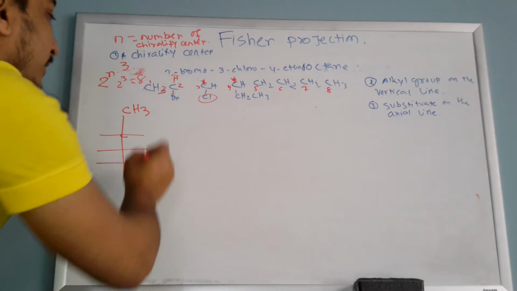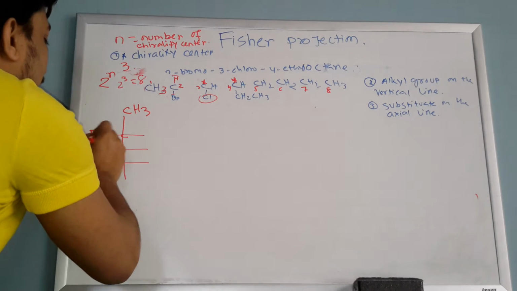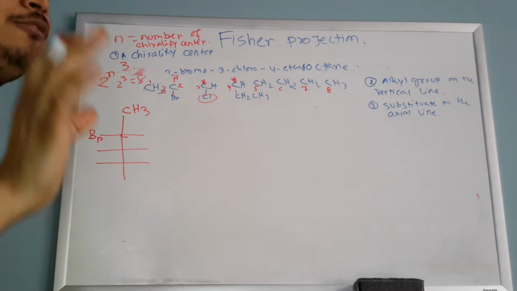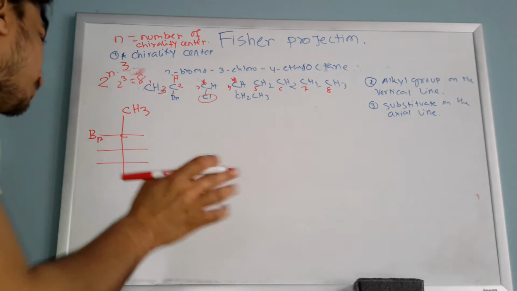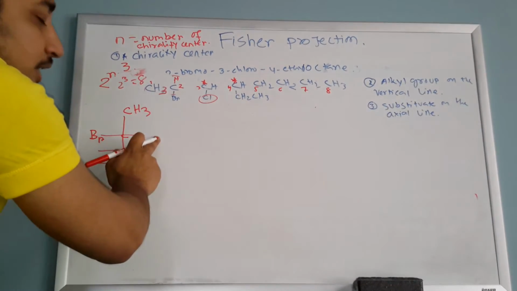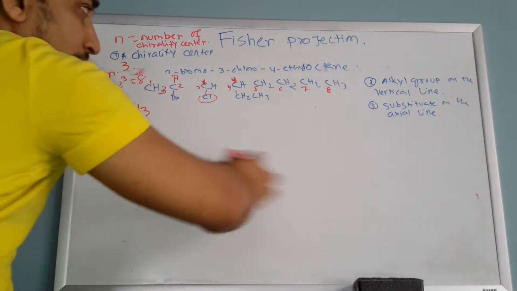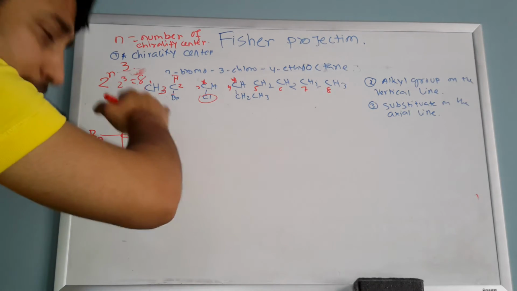This is a bromine. Put it anywhere you want. At the beginning, if you put your substituent anywhere, it doesn't matter. You can put bromine on this side or the other side, it doesn't matter. Then the other one is H, and the whole thing is going to be in the bottom position.